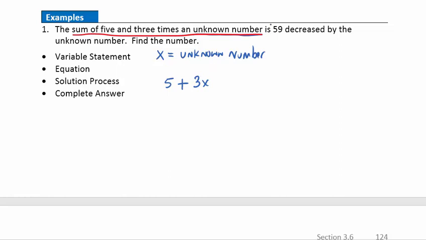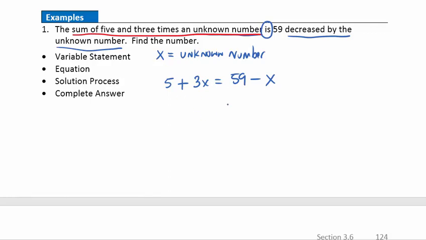Is, that's our equal sign, 59 decreased by the unknown number. Well, decreased means subtraction, and decreased by the unknown number. So now we've got our equation.